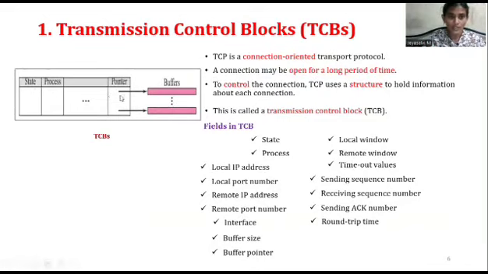In this transmission control block, there are various fields, and the most commonly used fields are the state, process, local IP address, local port number, remote IP address, remote port number, interface, buffer size, buffer pointer, local window, remote window, timeout values, sending sequence number, receiving sequence number, sending acknowledgement number, and the round trip time. These are the various fields which we use in the transmission control block.